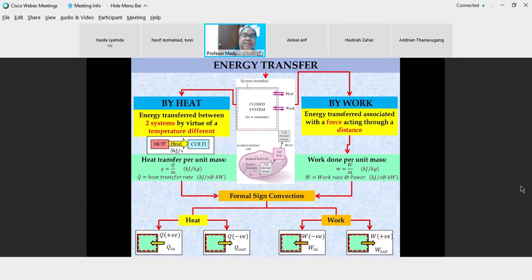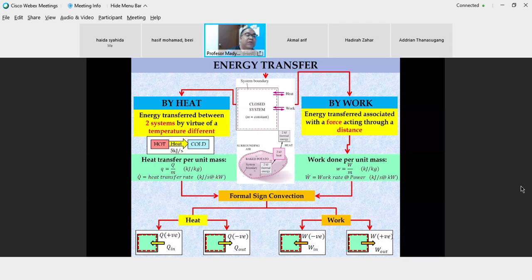So heating process means either you heat the system or you cool down the process. That is also called part of the heating process. That's why they call it heating and cooling. So that is a reversible process. For example, my teh tarik has gone cool. But if I put it in the microwave, I tune it to 800 watts, then it becomes hot again. So heating, cooling, heating, cooling.